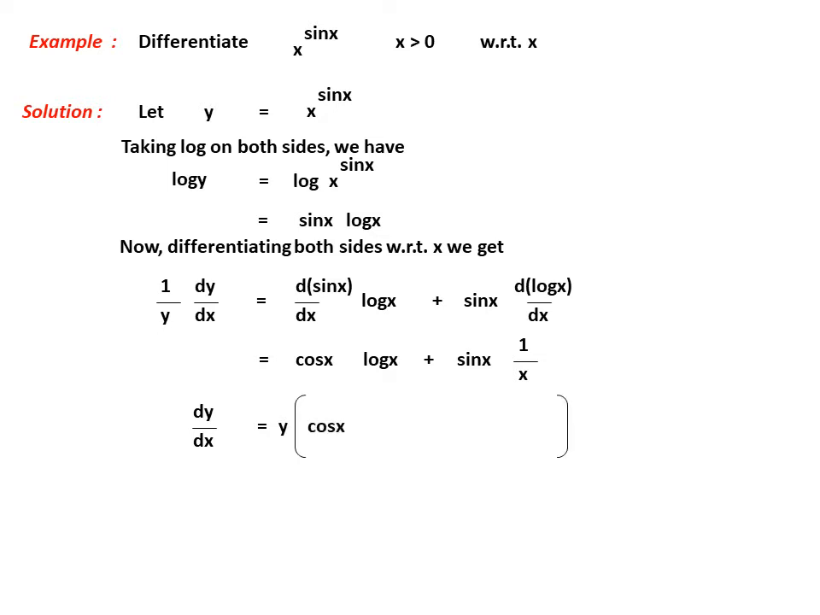Therefore, dy by dx will be equal to, cross multiply, so you get cos x log x plus sin x into 1 by x. The last step is you have to write what is y. So y is x power sin x into cos x log x plus sin x into 1 by x. So this is the answer. Let us proceed.